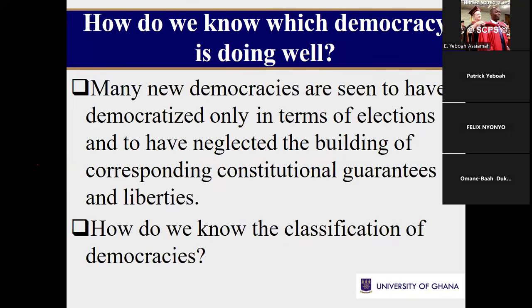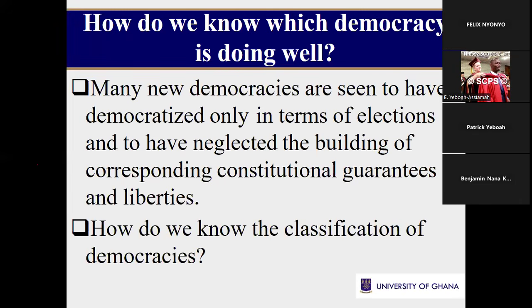Here we are. So we've done all the theoretical aspects about democracy. Any questions, comments before we start with comparison? Any questions, comments? Yes, Felix.